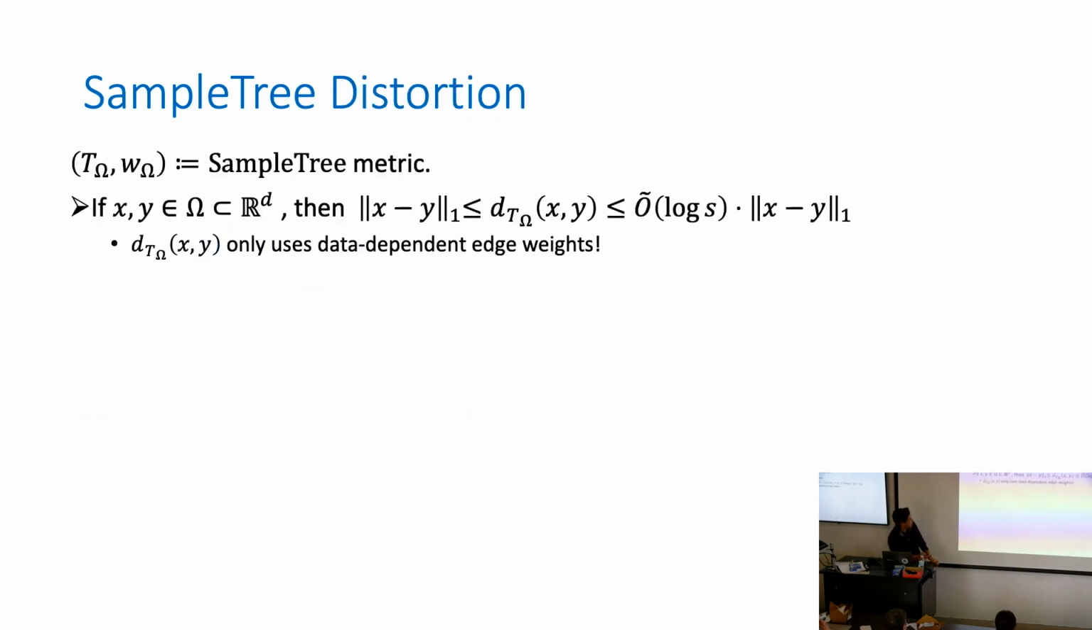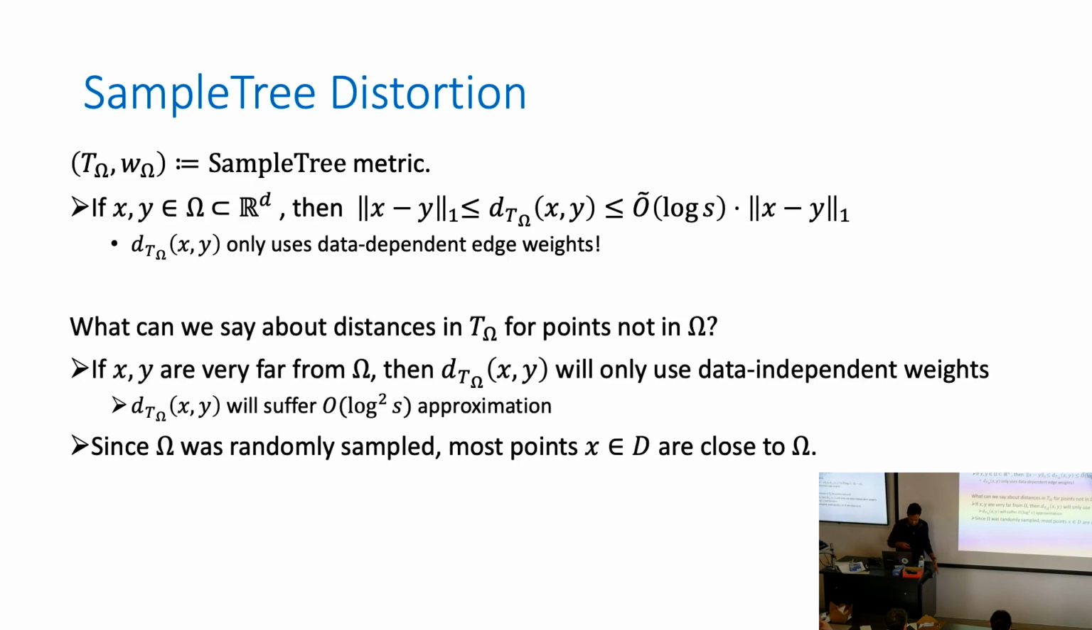So what is the distortion of this thing? Well, let me now state maybe a trivial fact. If I have two points in my sample omega, what is their distortion? Well, it's log S, because their distance in the tree is exactly the distance that they had in the prior data-dependent work, so they inherit the same bound with no new work, because they're only using the data-dependent edge weights. But now the interesting question is, what can we say about distances between points that were not in the sample?